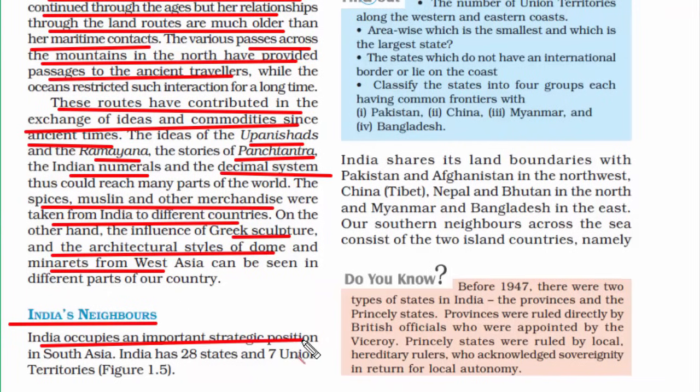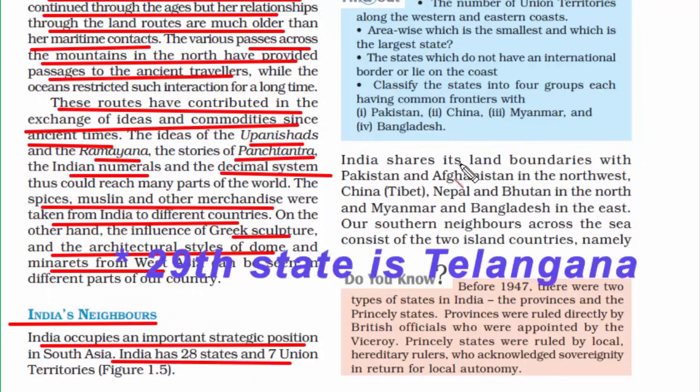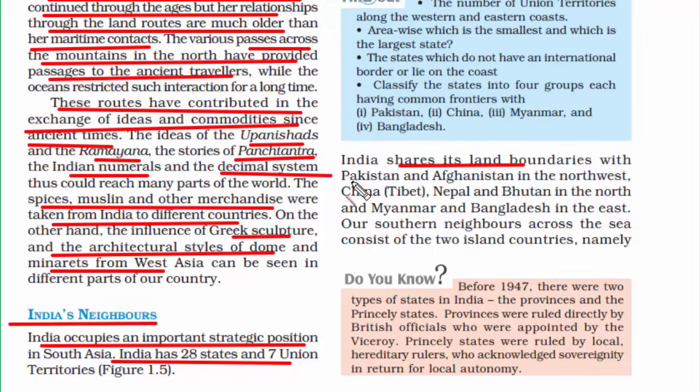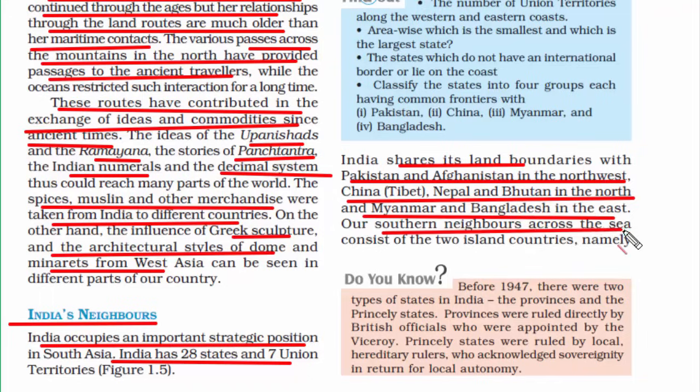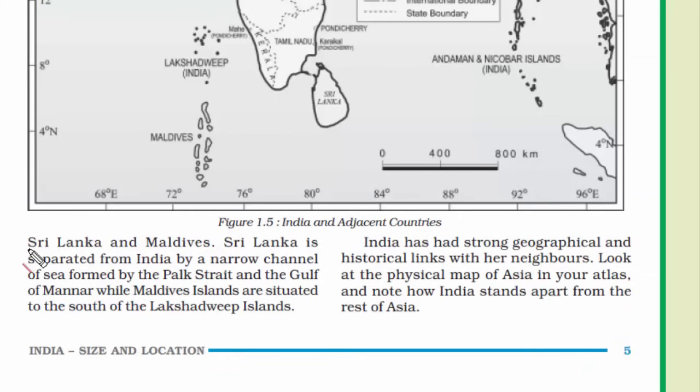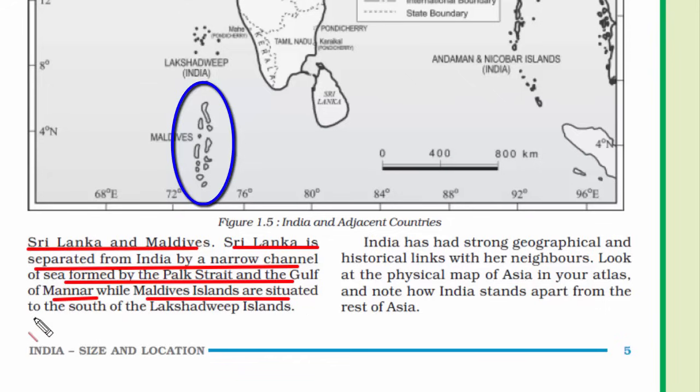As we read in the earlier paragraph, India has an important strategic position in South Asia. India has 29 states and 7 union territories, and we share our land boundaries with Pakistan and Afghanistan in the northwest, and China, including Tibet. Those of you who think Tibet is part of India, no, it is part of China. Nepal and Bhutan are in the north, Myanmar and Bangladesh in the east, and our southern neighbors across the sea are two island countries, namely Sri Lanka and Maldives. The narrow channel of sea between India and Sri Lanka is called Palk Strait or Gulf of Mannar, and the Maldives are situated to the south of the Lakshadweep Islands.